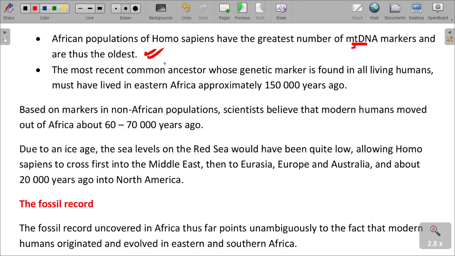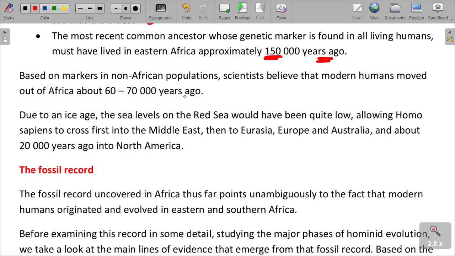So the most recent common ancestor whose genetic marker is found in living humans must have lived in Eastern Africa approximately 150,000 years ago, which we talked about. The 150,000 to 200,000 years ago is a time period when the movement out of Africa started. So we can conclude that modern human beings, the humans on earth today, started in Africa, because that is where we have the most recent common ancestor whose DNA marker is found in all living humans. It might have lived in Eastern Africa about 150,000 years ago.